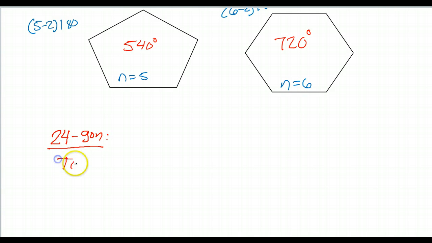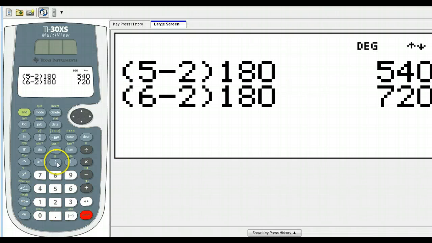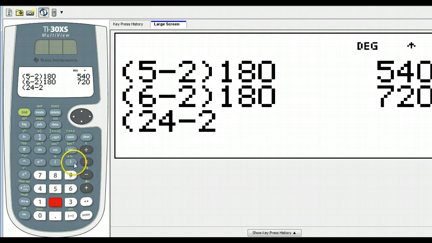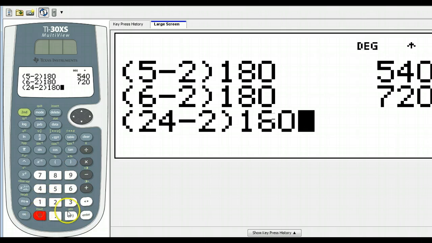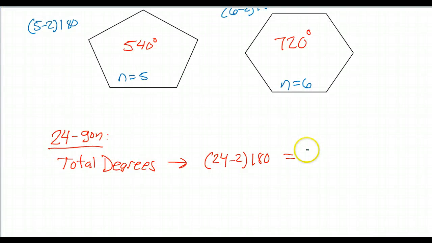If I wanted to know the total degrees for a 24-gon, I would do 24 minus 2 times 180, and that would give me the total degrees of a 24-gon. Well, I'm just going to go ahead and do it since I started it. I always finish what I start. So 24 minus 2 times 180. So that's 3,960 degrees. So there's that.